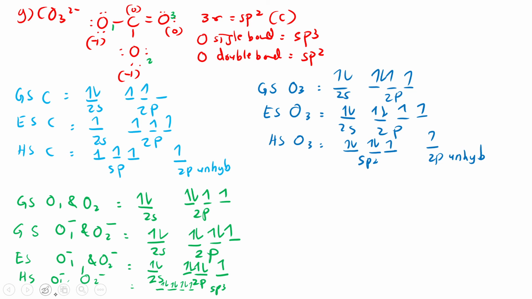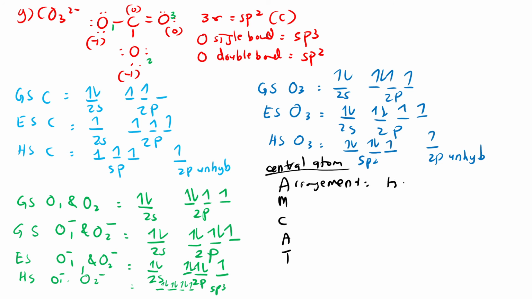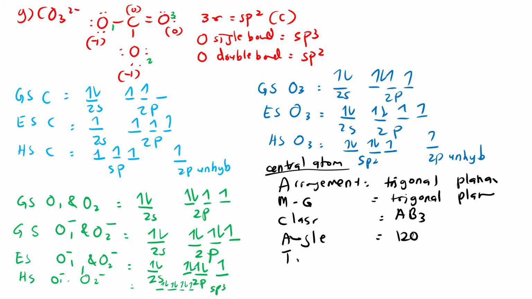Okay, then kita akan lukis orbital overlapping. Okay, so sini tak muat, kita buat mulakan dengan MCAT dulu. Untuk central atom. So arrangement trigonal planar. Molecular geometry pun trigonal planar. Okay, class AB3. Angle is 120. So type of hybridization is sp2.